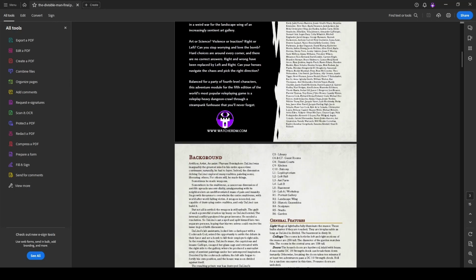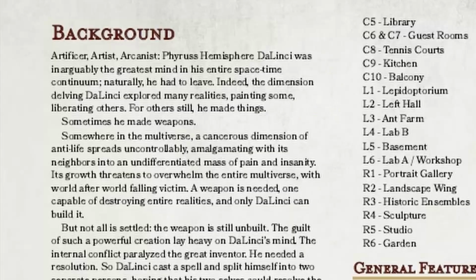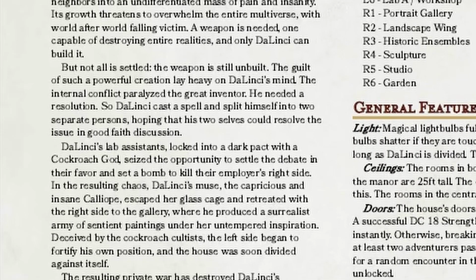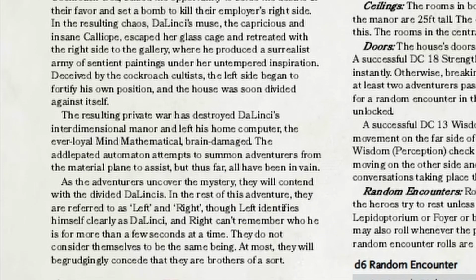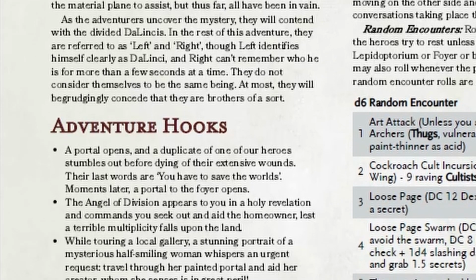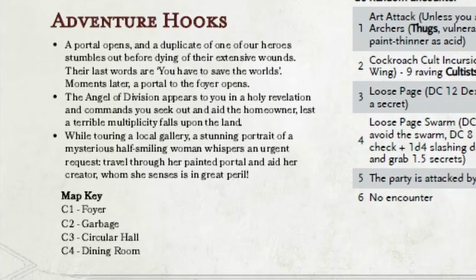The adventure begins with the party being pulled through a portal. There's a couple of different ways that you can execute on this, but effectively a duplicate of one of the heroes stumbles out before dying from their extensive wounds is the way it's written. You can also have an angel of division appear, or they can be pulled into a piece of art that has leaked out of the art section of the adventure.